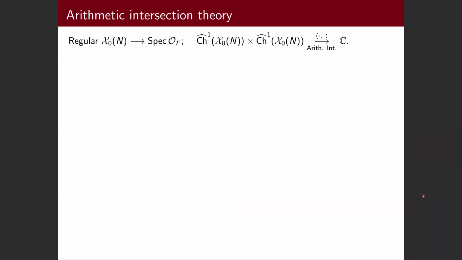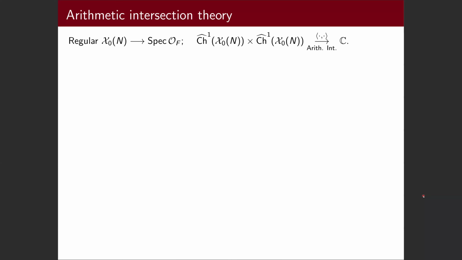So let me fix a regular integral model of this modular curve over Spec O_F. Usually this is over Spec Z, but since all the primes dividing the level are split in the quadratic field, if I take a base change, this does not destroy the regularity. Okay, and now there's some arithmetic intersection pairing. So this Chow group with a hat on it means some Chow group defined on the integral model, and this arithmetic intersection pairing is valued in the complex numbers.